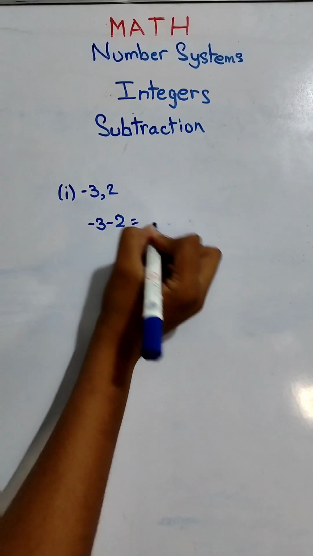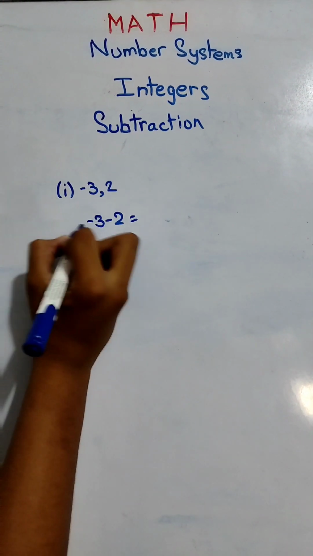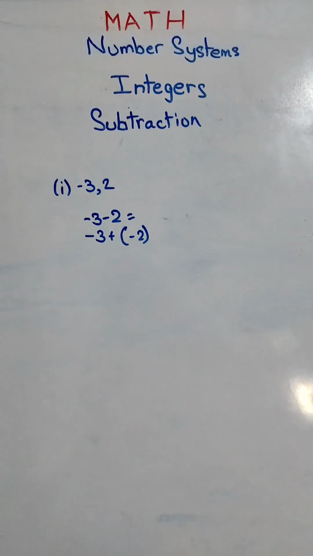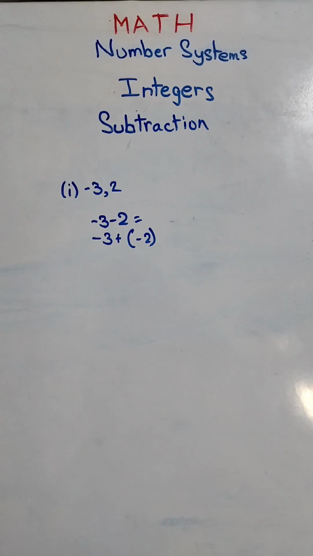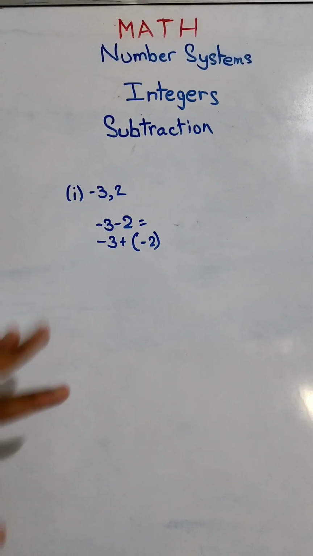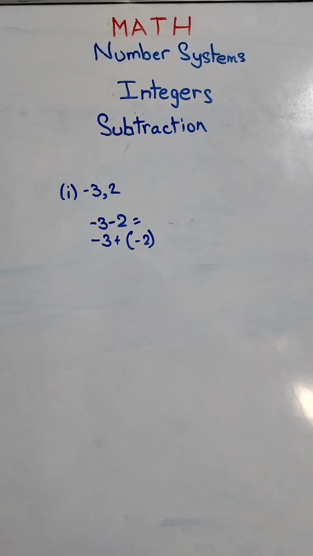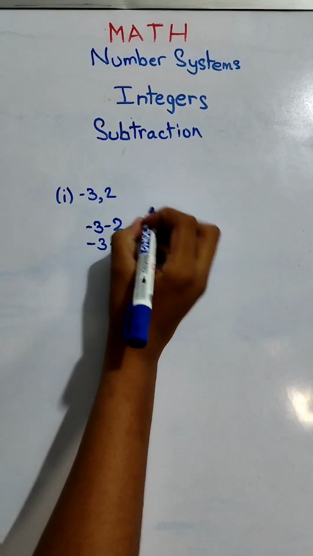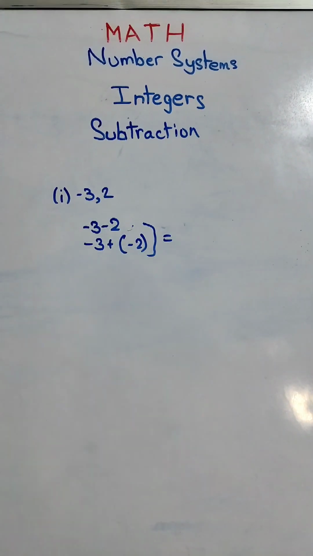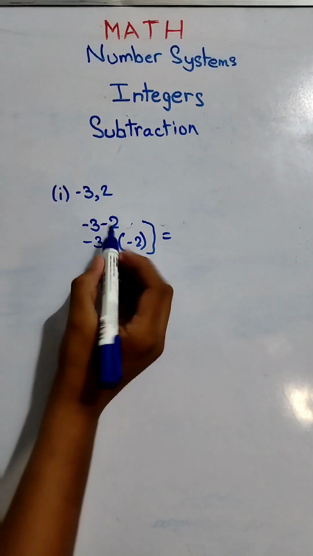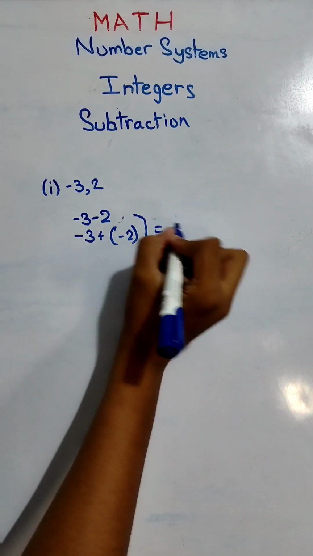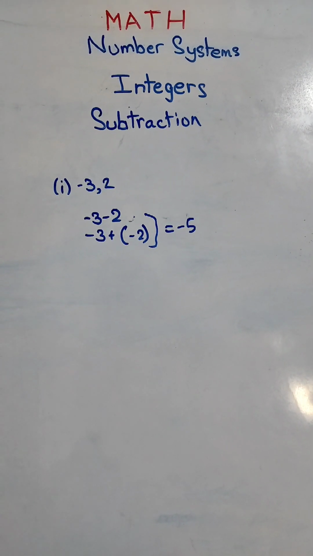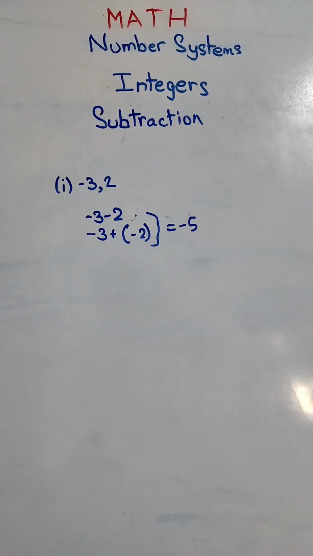So -3 minus 2 is nothing but -3 plus -2. This is another way of writing it, but the easier way to write the same thing is the first way, that is, -3 minus 2. The answer of both of these is the same, which is -5. All we are doing here is taking the same sign out and adding the two numbers.